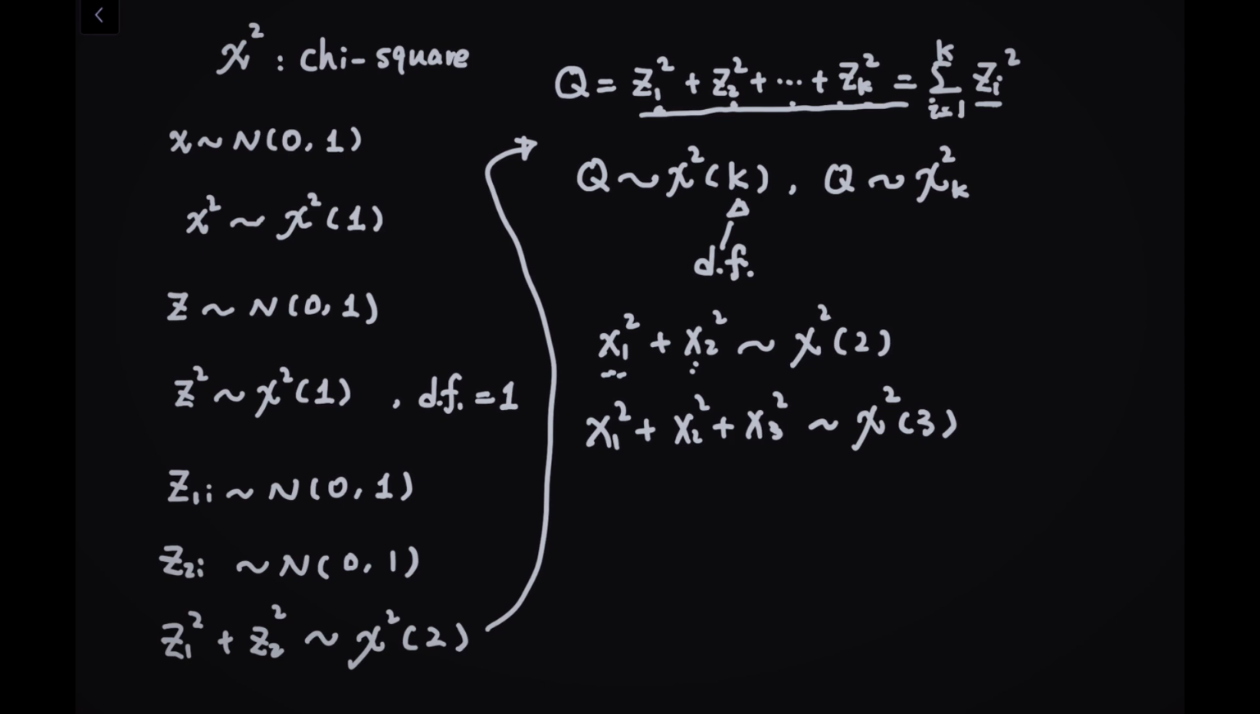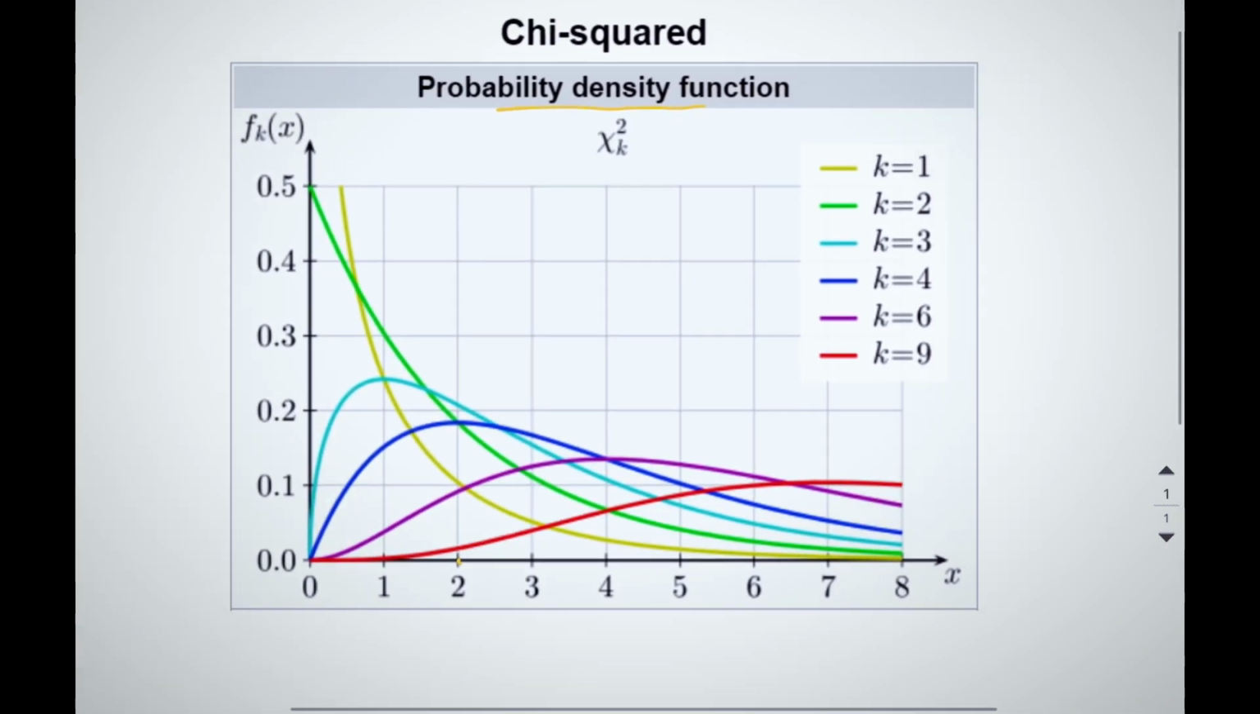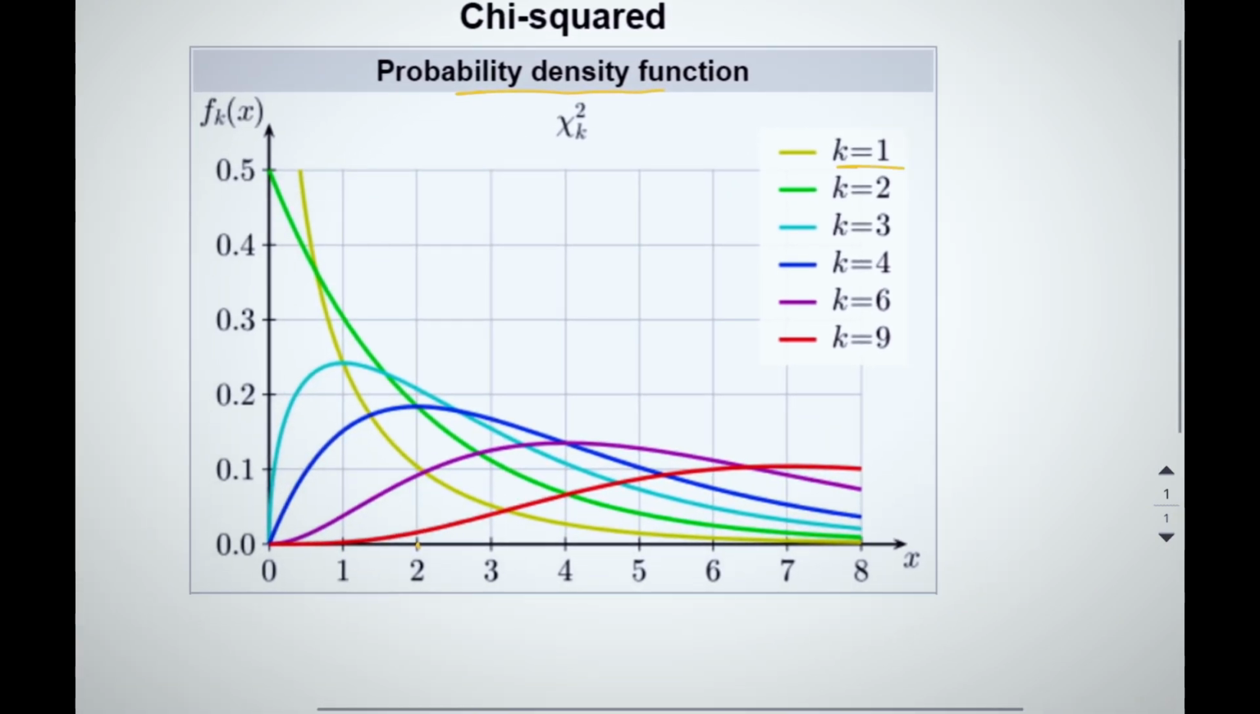Let me show you the graph. I got this from Wikipedia. That's the chi-square distribution probability density function, PDF. I talked about that in today's class. PDF, probability density function, is for any value of x you plug into the equation. For example, when k is 1, you get this yellow curve.